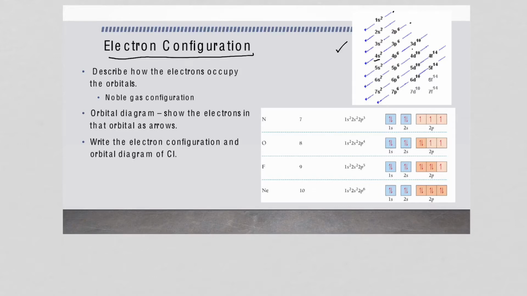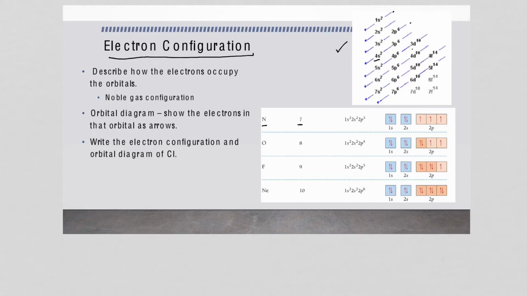Now let's get down to the business of actually writing this. So there are two different ways that we can write it out. We can write out what's called the complete electron configuration. So for example, if we're looking at nitrogen, nitrogen is element number 7, so atomic number 7. So it's going to have 7 electrons. And its electron configuration would look something like this.